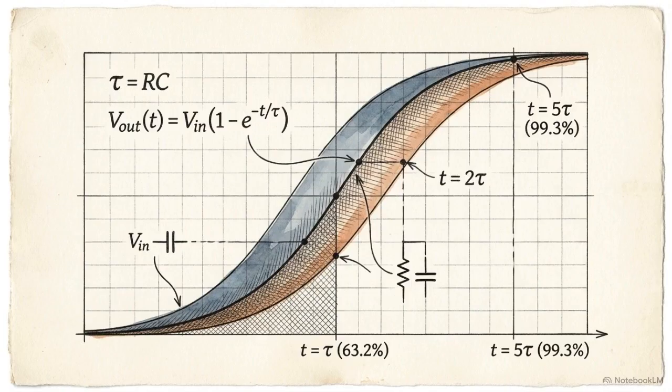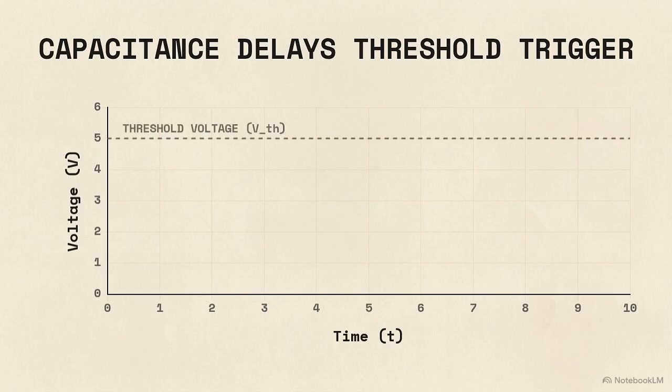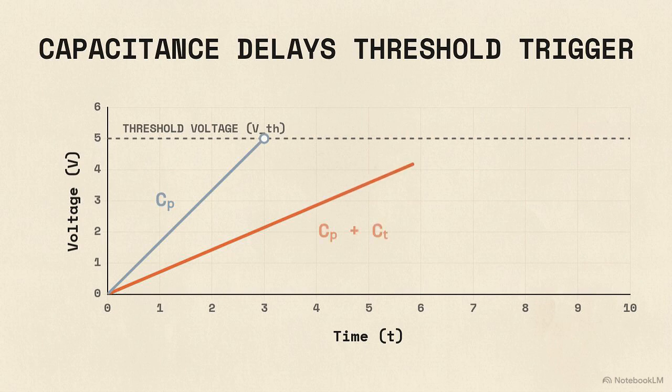The speed of this exponential voltage rise is strictly governed by the RC time constant, which is the product of the circuit's resistance and its baseline parasitic capacitance. When your finger touches the screen and adds the parallel plate capacitance to the system, the total capacitance increases. Because the charging current remains fixed, but the capacity to store charge is larger, it takes longer for the voltage to reach that same threshold line.